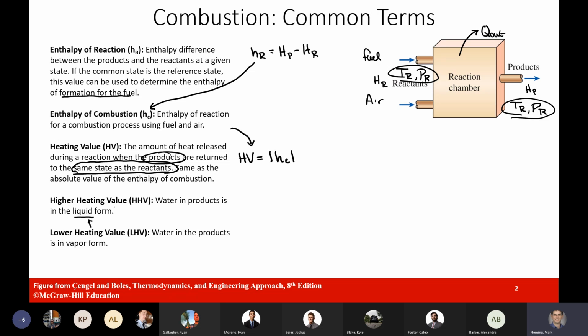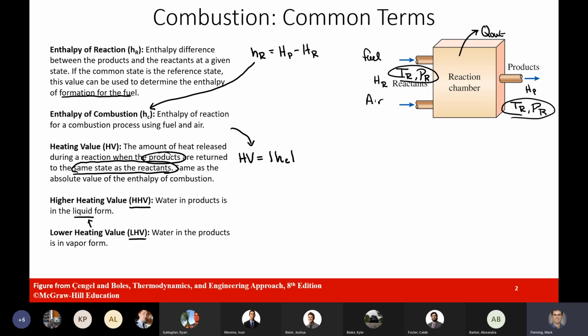And so we're going to get extra energy from the phase change of water. And so this is going to represent the most amount of energy that we could have. So if we went through a combustion process, we bring it all the way back down to the same state as our inlet condition. And then we also get the water that's in the system to condense. We'll get more heat out of our system. And so that gives us the highest energy content that we could get. So that's what we refer to as a higher heating value.